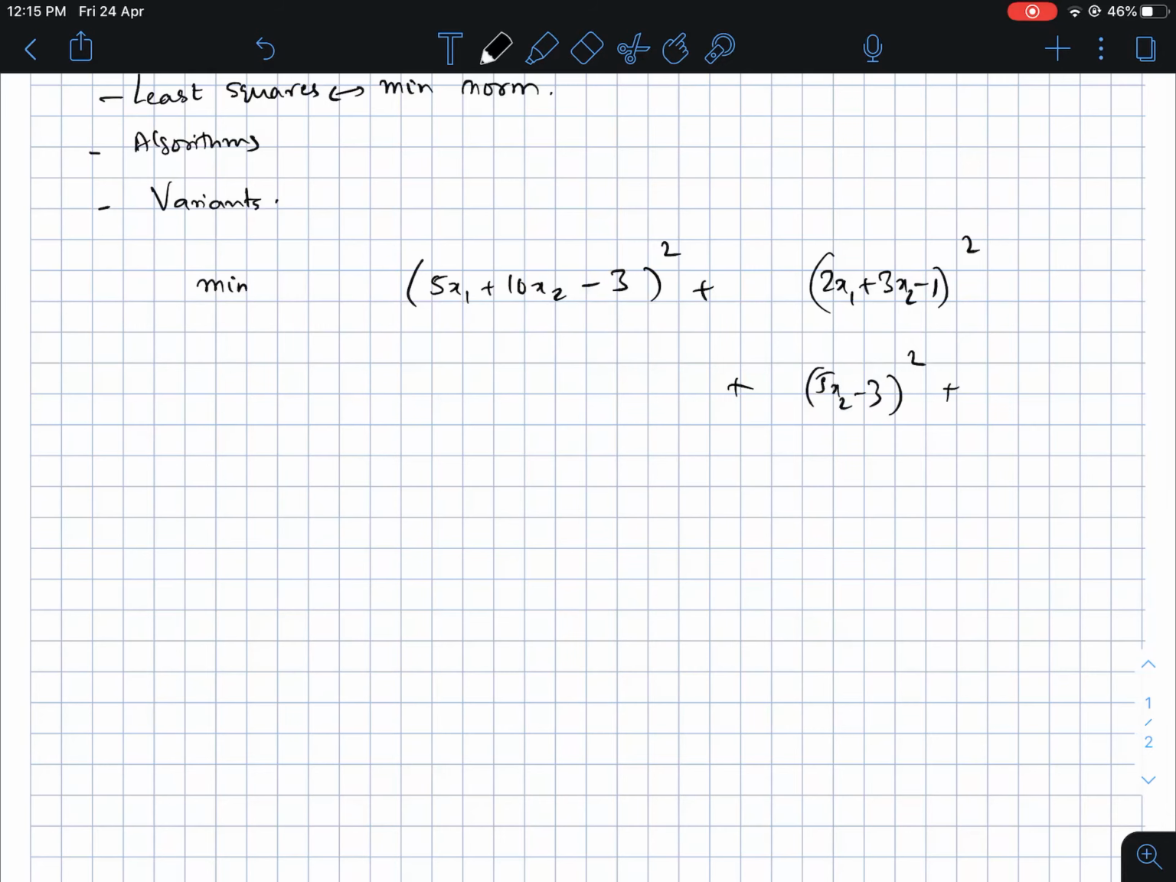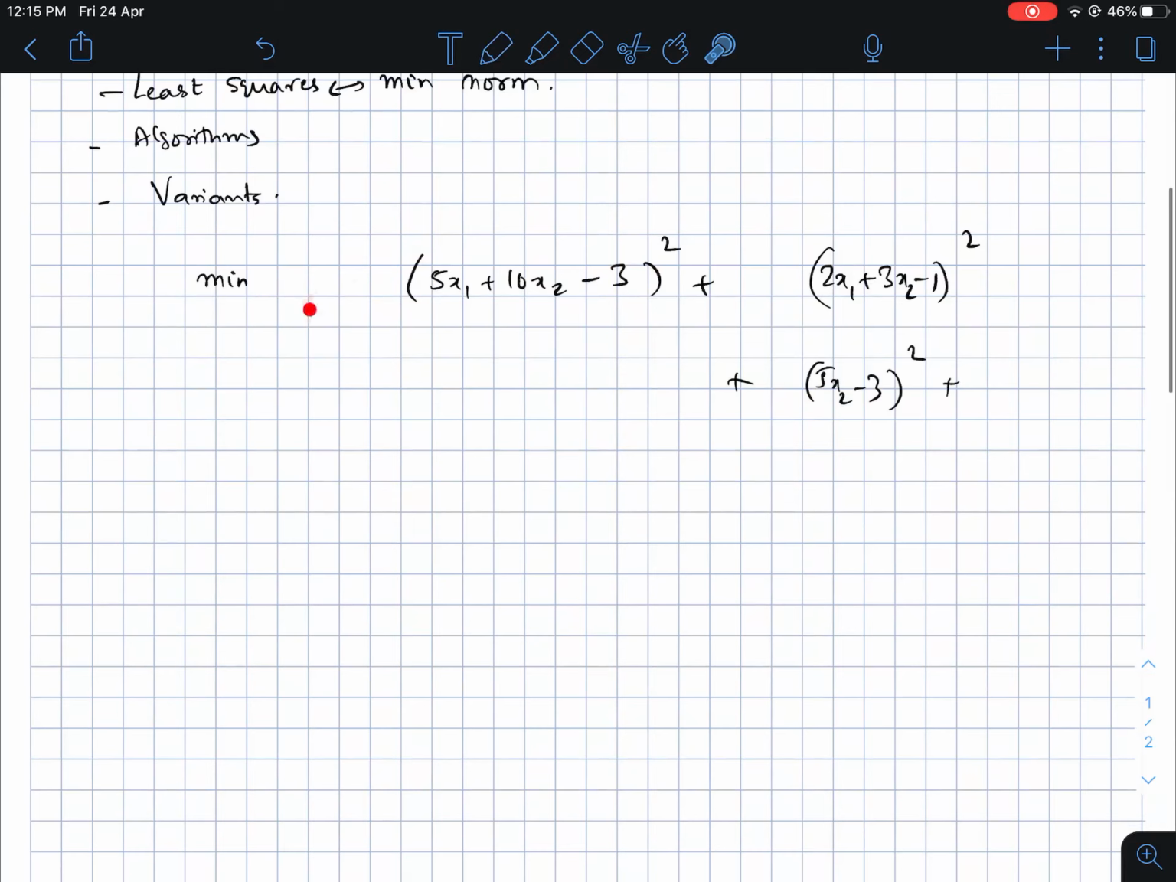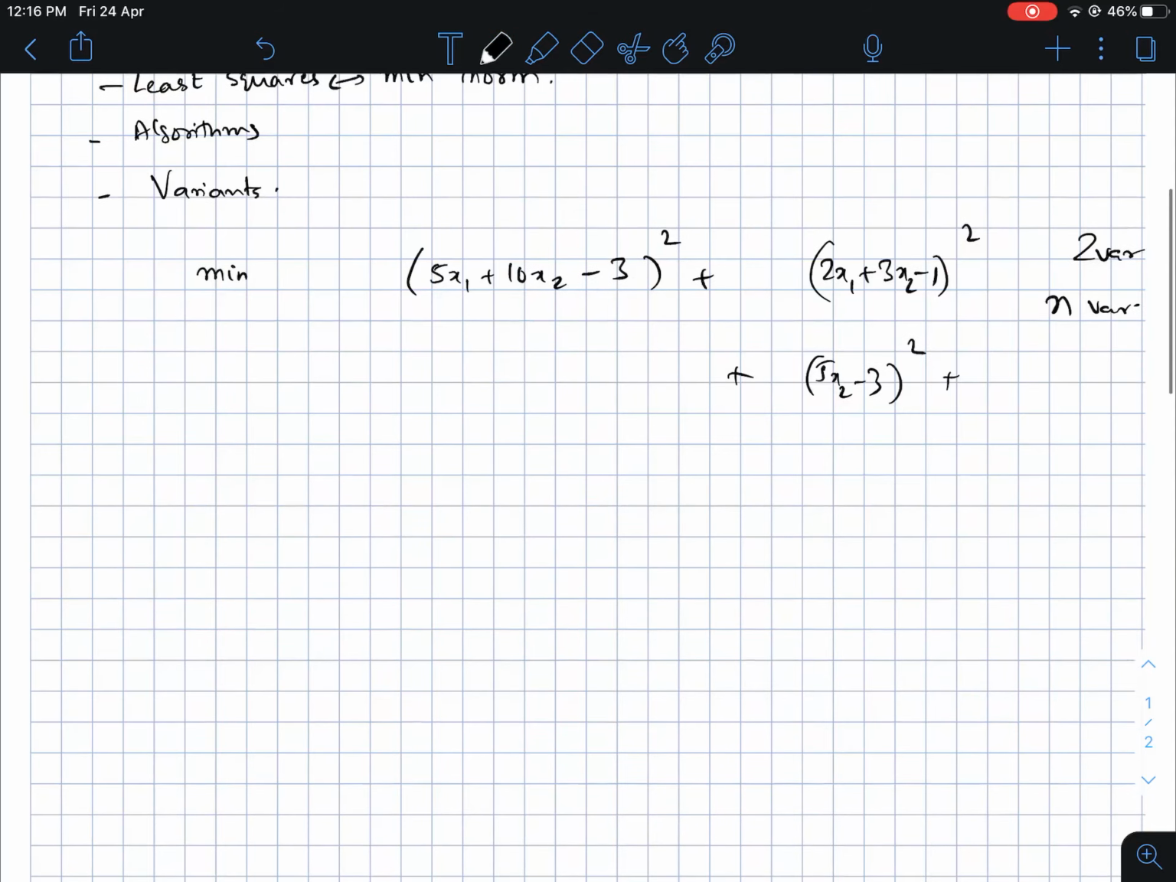So basically it's a sum of squares where each term in the square is a linear expression in a certain number of variables. Here I'm assuming 2 variables. In general you could have n variables, where each of these terms could be a linear expression in x1 to xn. So there will be some linear combination followed by some constant. That's called least squares. Sometimes it's also called linear least squares for this precise reason, meaning that each term here is a linear expression.